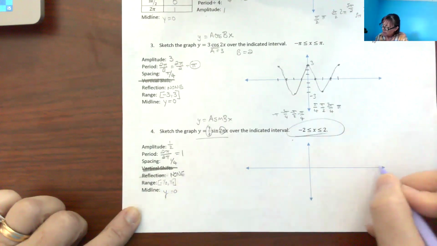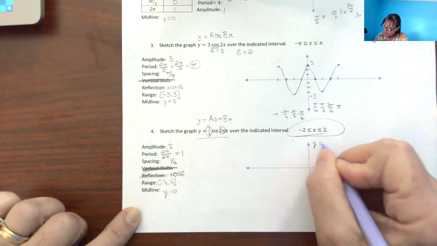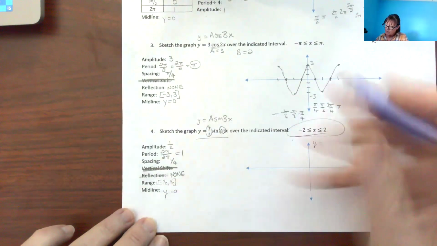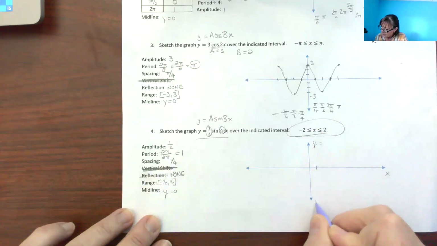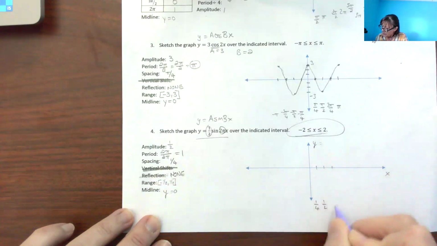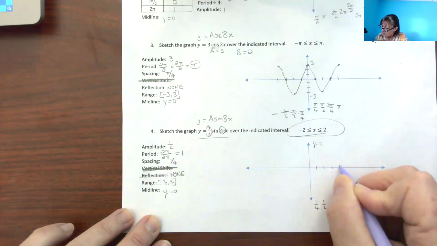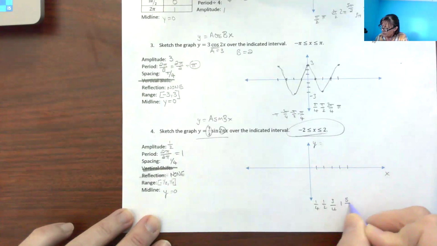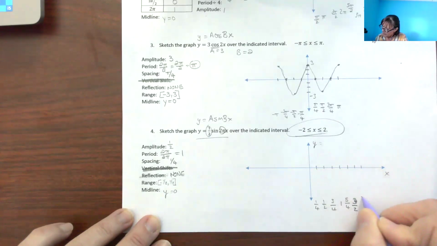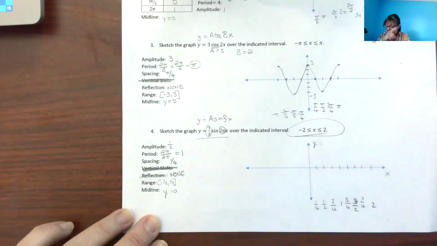All right, so what we'll do here is label our x-axis. We want to split it up in 1/4. So we're going to go 1/4, 1/2, 3/4, 1. And we're supposed to go all the way to 2. So this is going to be plus another 1/4 is 5/4, 6/4, or 3/2, 7/4, 8/4 is 2.